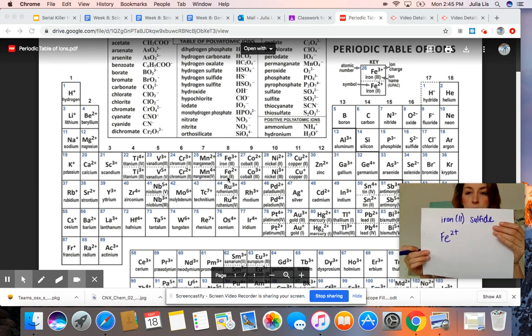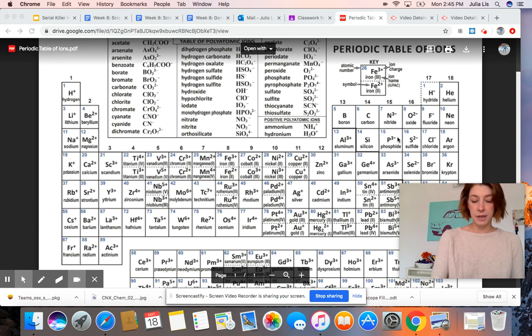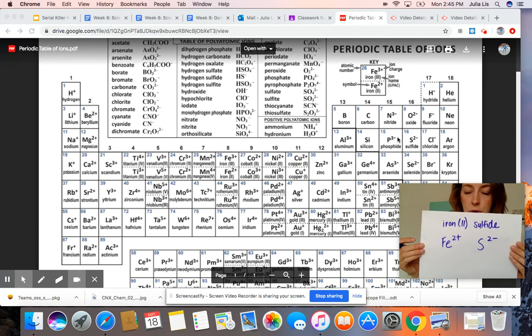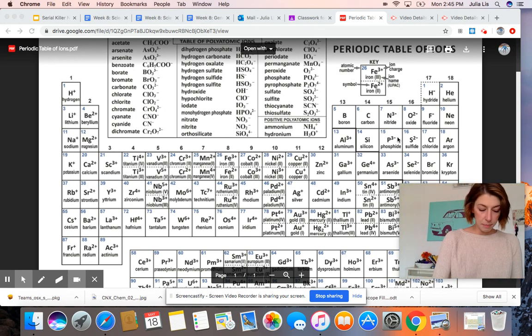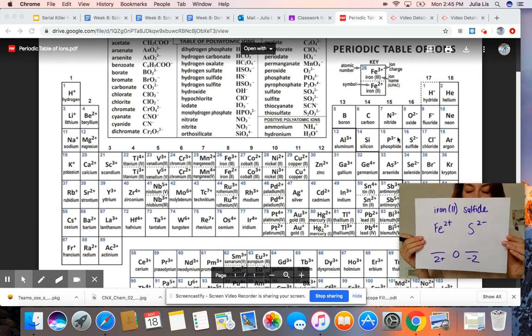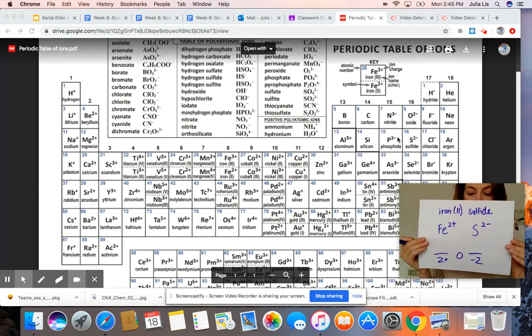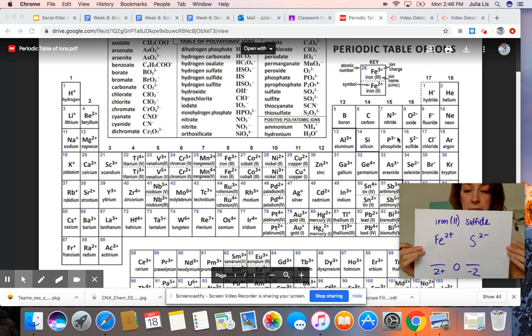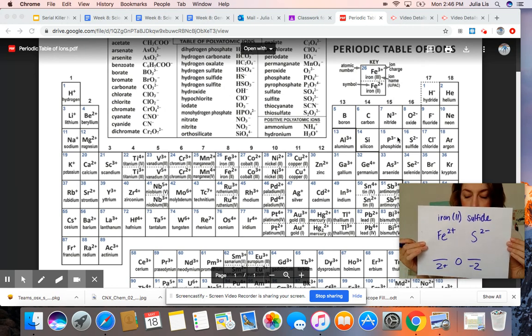And then you're going to find sulfur. Sulfur is number 16 over here. It is S2 minus. So one rule is that if I were to balance this, I have 2 plus over here and then minus 2, that equals 0. So really, I only have 1 iron and 1 sulfur. And if you did swap and drop here, you'd be incorrect. You need to tell me that you only have 1 iron and 1 sulfur.